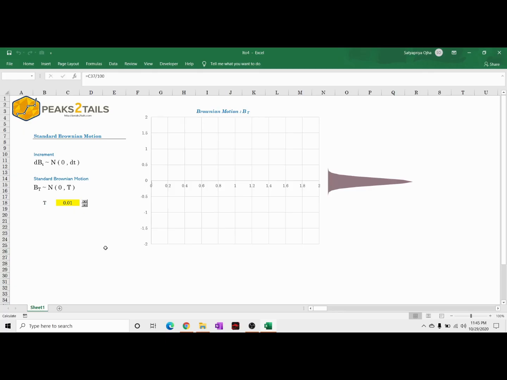In this plot, I have various sample paths of standard Brownian motion, and then also the distribution of the Brownian motion at time t. I'm going to increase time slowly. Right now it's at 0.01, so you're seeing a very concentrated distribution around 0. I'll increase the time slowly, and you'll see that the distribution will diffuse and the variance will increase with time, right? Because variance is equal to time. So as time increases, the variance will increase, and you'll see higher and higher dispersion with time.